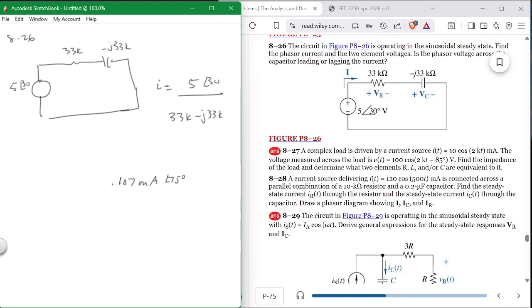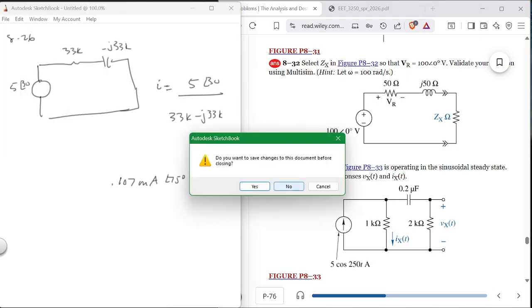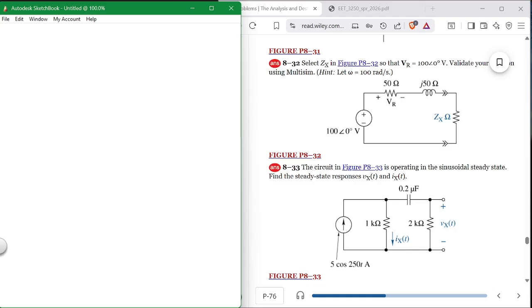Number 33. This is operating in the sinusoidal steady state. Again, find the steady state response, I sub x. So this is one where you have to find the voltage, then the I sub x, which is the current going out of this guy. Again, they do not give you, in this case, the 2 pi f, so you have to calculate it. So you have to calculate your X sub c. So let's do that.